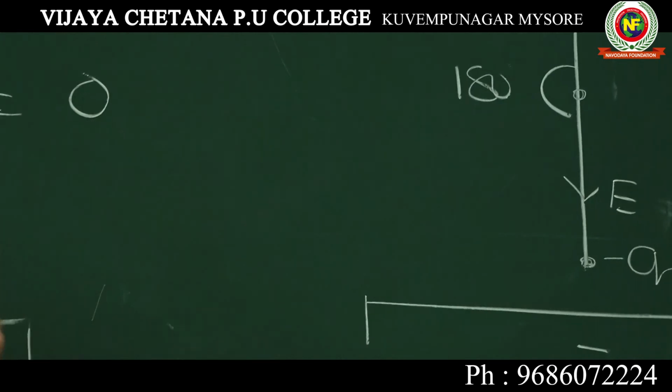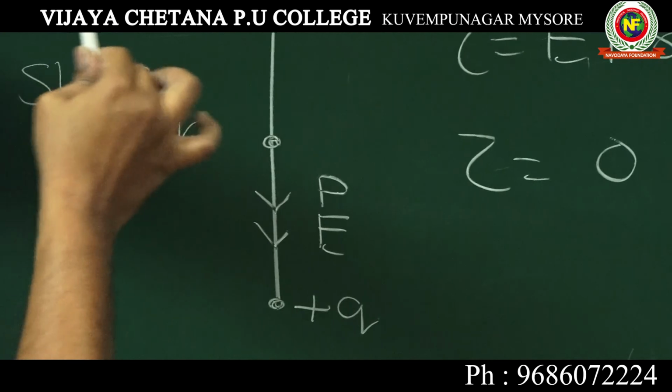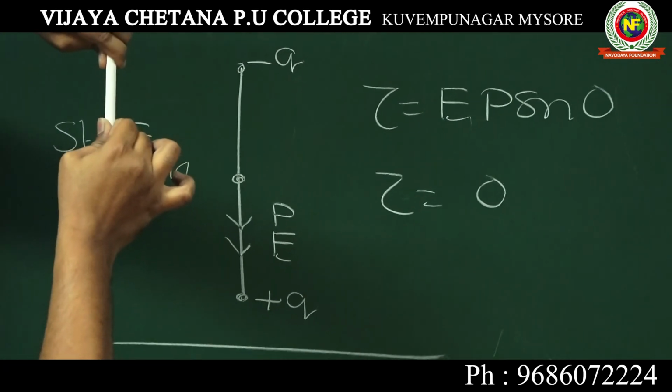Stability is not there. Whereas in case of pulling action, even if some disturbance is caused, it can realign the dipole into that direction.